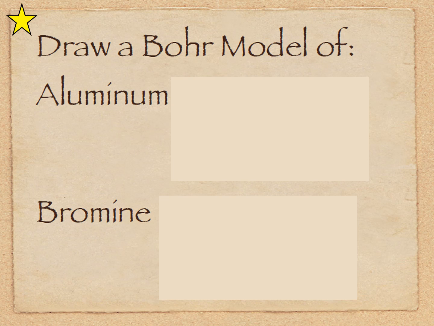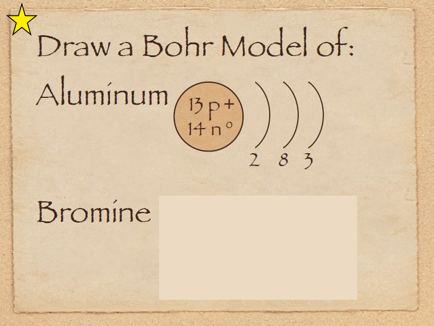So what would aluminum be? Aluminum is number 13 on the periodic table, so it's 13 protons. And we put 3 in the outer shell. We put 2 in the first shell. That gives you 5. So that leaves you with 8 electrons left over.